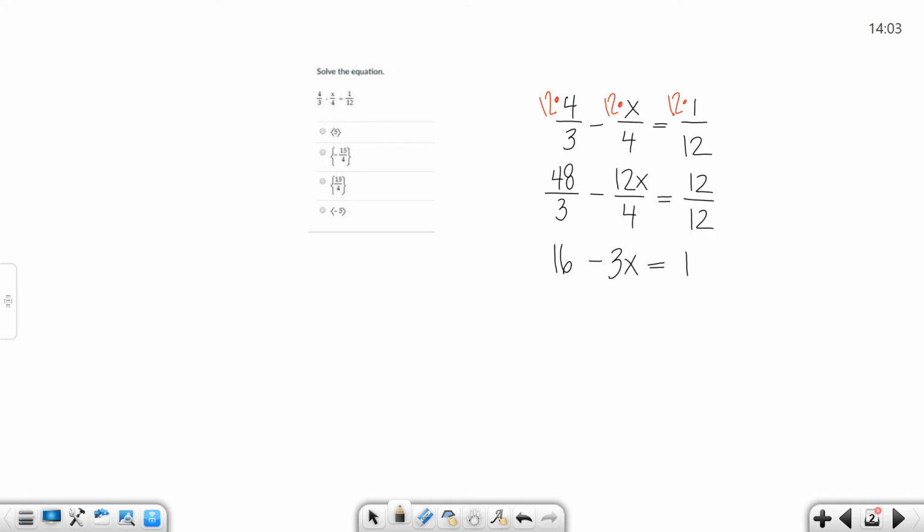Okay, now I don't have fractions anymore. So I want to get the x by itself, so I'll move the 16. And negative 3x would equal negative 15. They have different signs, so you want to subtract and take the sign of the larger. I'll divide both sides by negative 3. And x would equal a positive 5. That's my answer. Well, look up there. There's a positive 5 and a negative 5. So make sure you only pick the positive one. Your answer there is a positive 5.